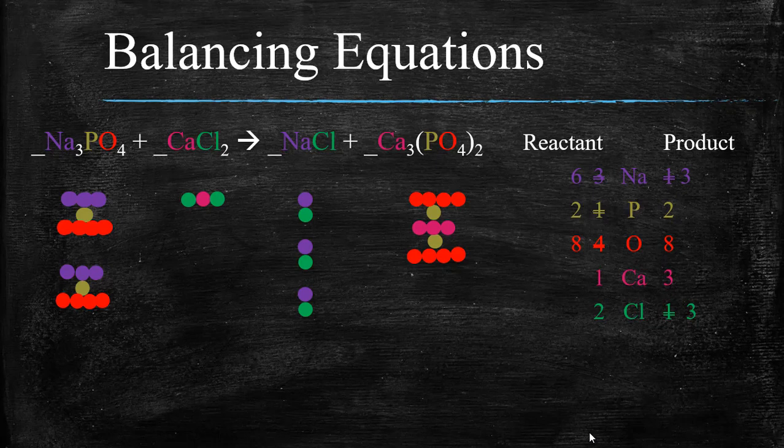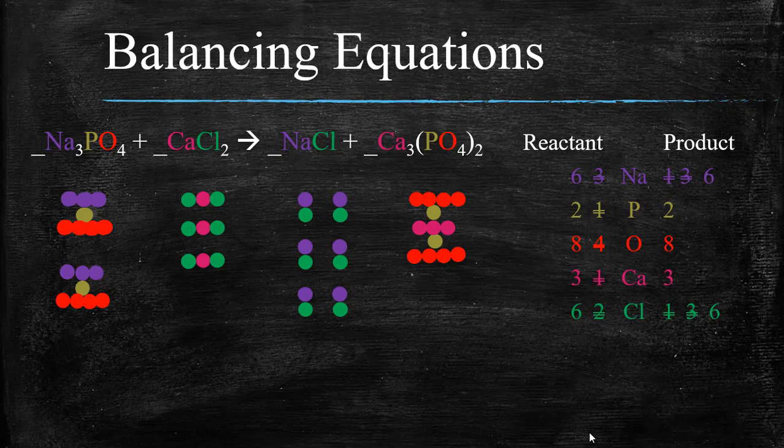I've got 1 on the reactant, 3 on the product, so I'm going to add more of the calcium chloride. I'm going to add 2 more, so I have a total of 3 calciums now on the reactant side, and now I have 6 chlorides on the product side. So now my phosphorus, oxygen, and calcium are balanced. Now I'm going to balance the chloride. I need 3 more on the product side, so I'm going to add 3 more sodium chlorides. When I do that, I see that I now have 6 sodiums and 6 chlorides. Both sides now have the same numbers.